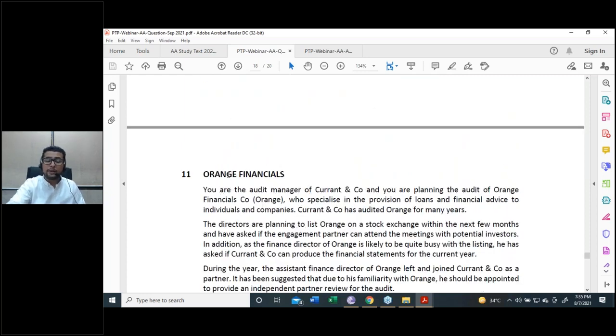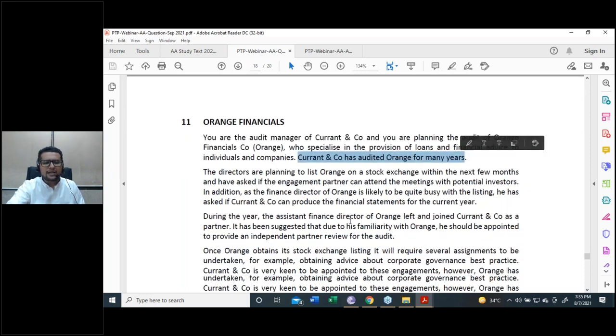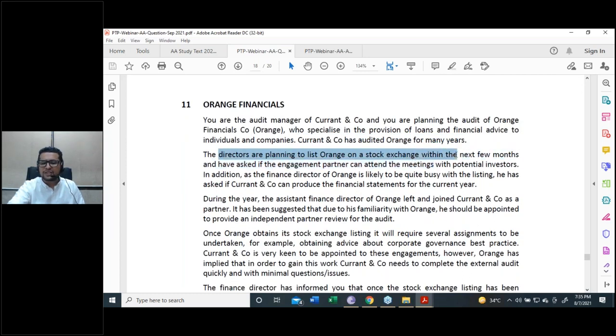We have too many topics to cover. You are the audit manager of C company and you are currently planning the audit of Orange company, which specializes in the provision of loans and financial advice to individuals and companies. C company has audited Orange for many years. The directors are planning to list Orange on the stock exchange within the next few months and have asked if the engagement partner can attend the meeting with the potential investors. So you might be interested in copying all that.